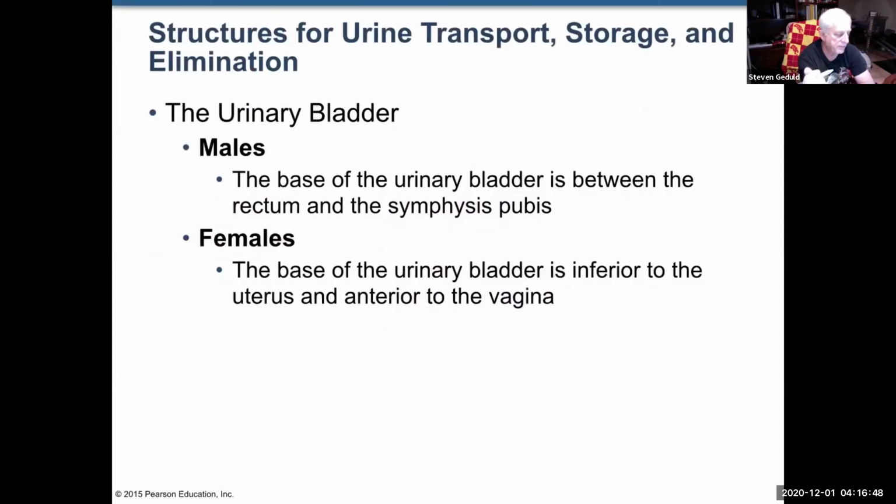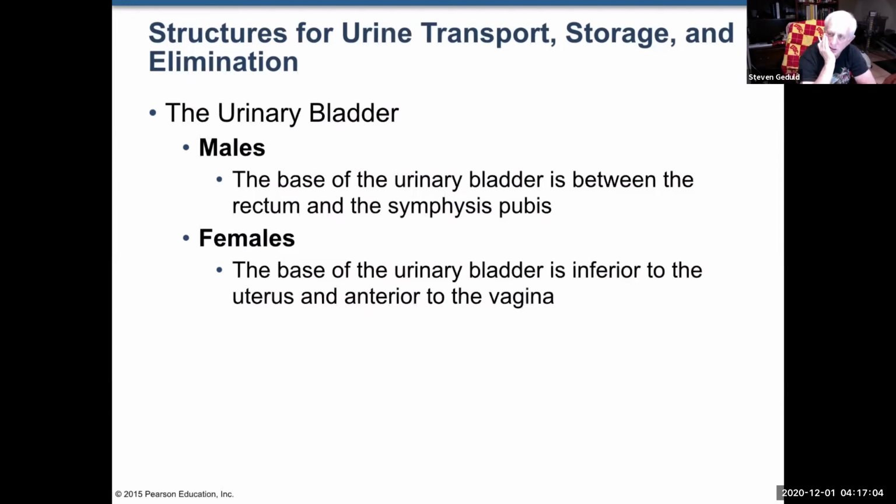The urinary bladder, males and females. In males, the base of the urinary bladder is between the rectum and the symphysis pubis. In females, the base of the urinary bladder is inferior to the uterus and anterior to the vagina.